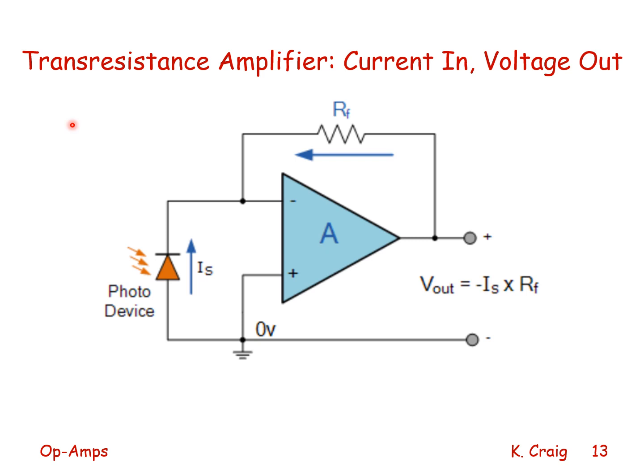This is an ideal trans-resistance amplifier. Current in, voltage out. The input current is from some photo device, and the device is connected to the inverting input. I have negative feedback from Vout through a feedback resistor to the inverting input. The non-inverting input is connected to ground. Again, this is an ideal op amp. Vout will then equal minus the source current times R feedback.